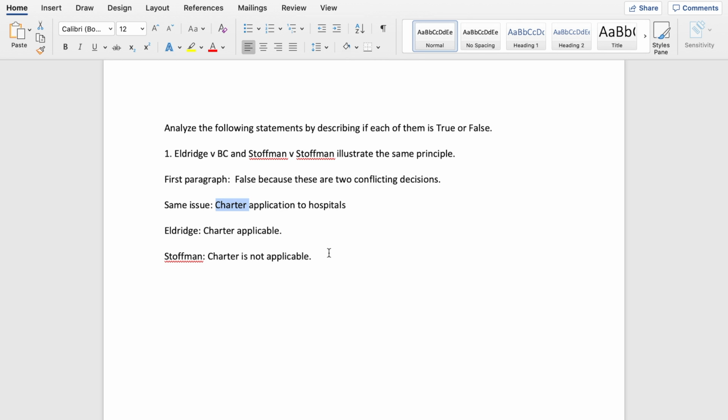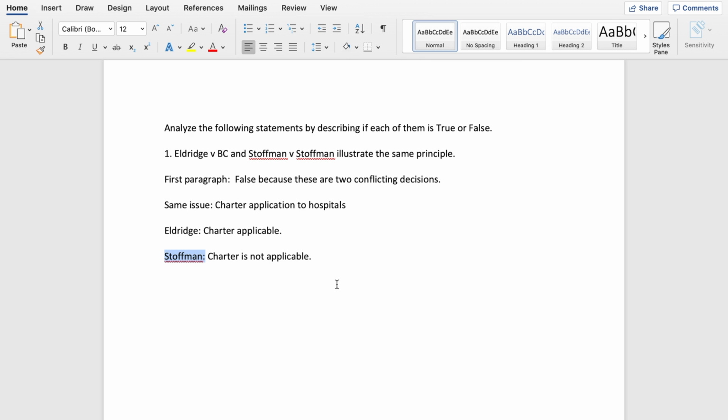So when you're answering this type of question on an exam, in the first paragraph, always mention if you think that the statement is true or false, and provide a brief reasoning as to why you think that. Then you could go on into the second paragraph. You could talk about how these two cases deal with a similar issue. However, the principle is very different. And then you could talk about the first case over here, and you want to go into more detail than I have. You want to talk about the facts, what the principle was, and then you're going to do the same thing for Stoffman.